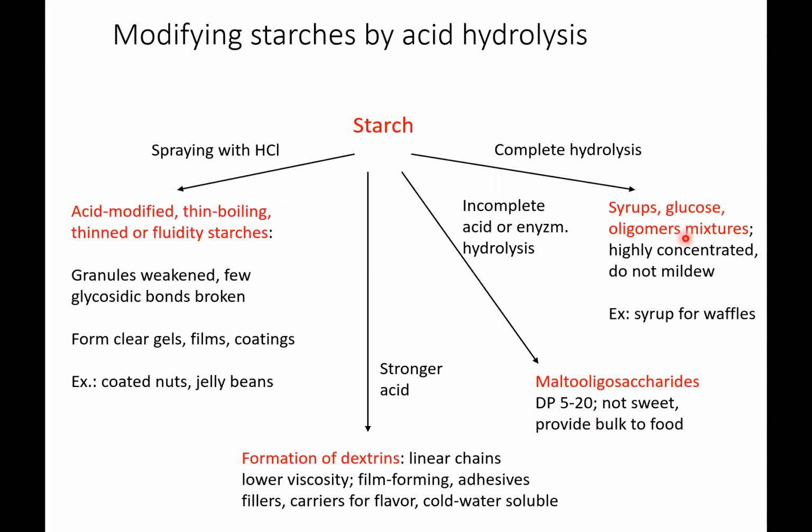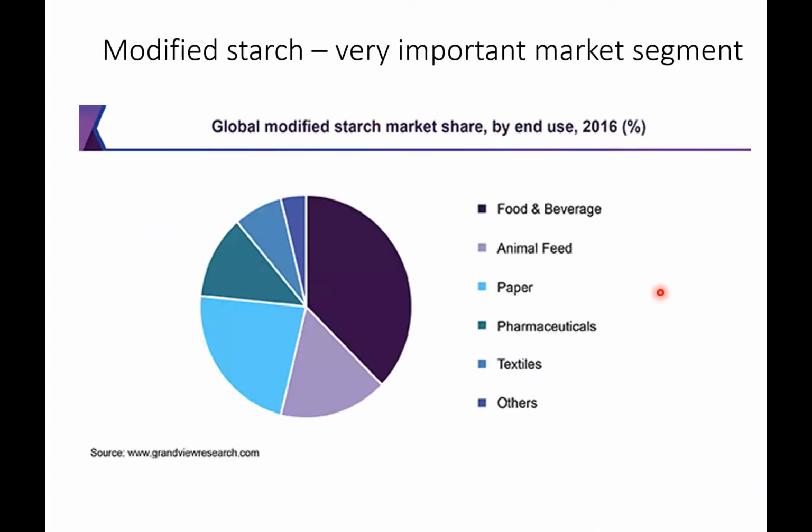And then you can do a complete hydrolysis, as we said, and you get glucose, and glucose can be concentrated up into a syrup. You can get all kinds of syrups this way. They are so concentrated that microorganisms do not attack them, and they don't need preservatives anymore. So these are some of the options for starches modified by acid hydrolysis.